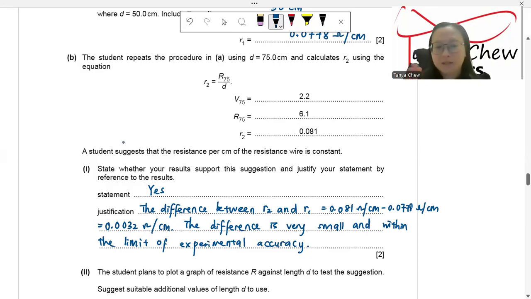That's it. But if your statement is no, you have to justify it. If you think that the difference is too large, then your answer will be that the difference is too large and it is beyond the limit of experimental accuracy. That is how you're supposed to answer.